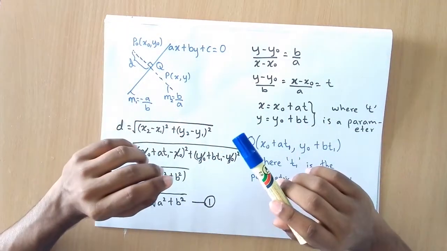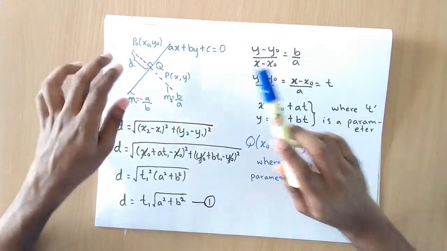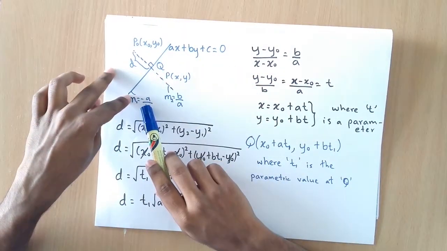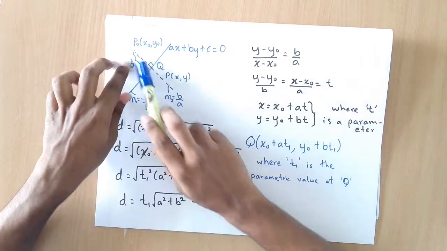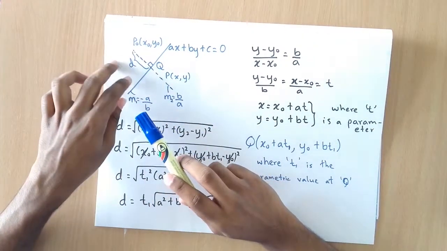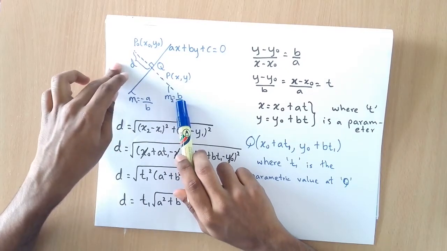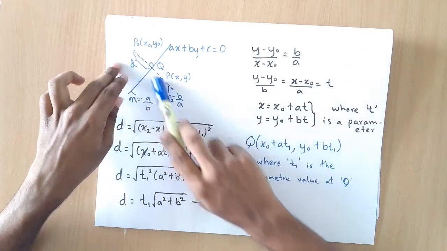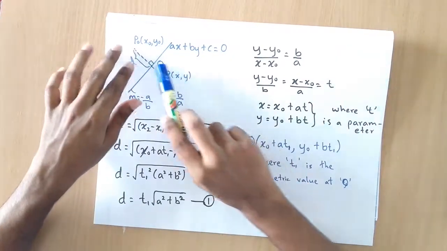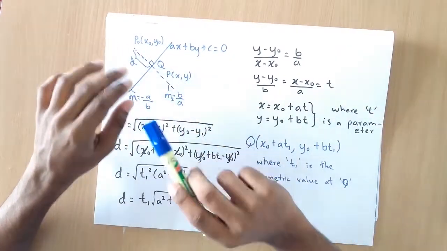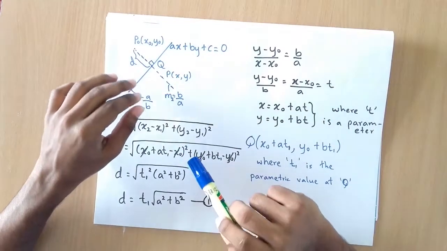So the gradient of this straight line can be given as minus a over b. Therefore, the gradient of any line perpendicular to it will be b over a. We'll take the point of intersection of these two lines as Q. Let the point P(x, y) be any random point on this perpendicular line.